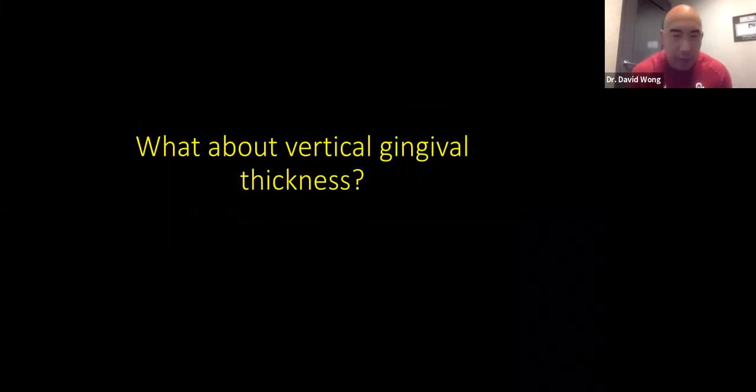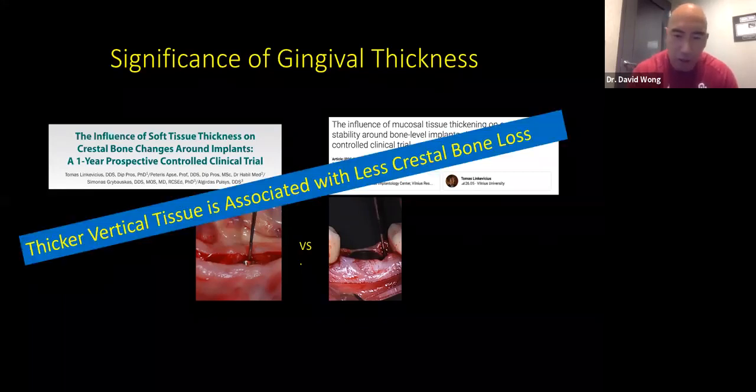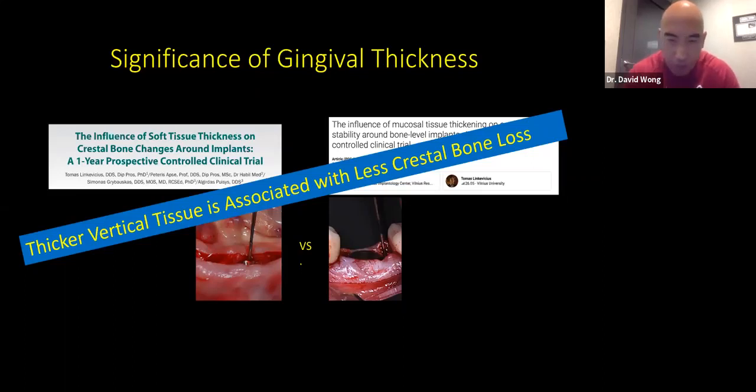Another thing we've looked at in implants in soft tissue is the importance of the vertical gingival thickness. What is that? After you place your implant, you just measure with your probe how much soft tissue you have above the implant platform. And that has become more and more important as we study these things, because thanks to Thomas Linkevicius and his group in Lithuania, we know that thicker vertical tissue is associated with less crestal bone loss. Who doesn't want less crestal bone loss, right? Exactly. So that's why we want thicker vertical soft tissue as well.